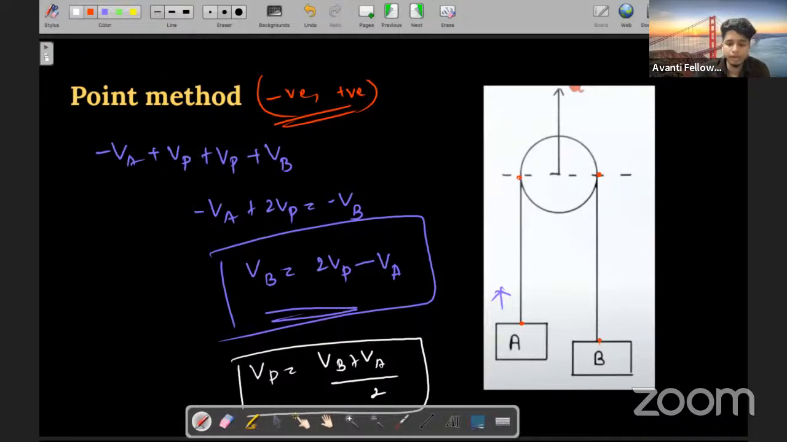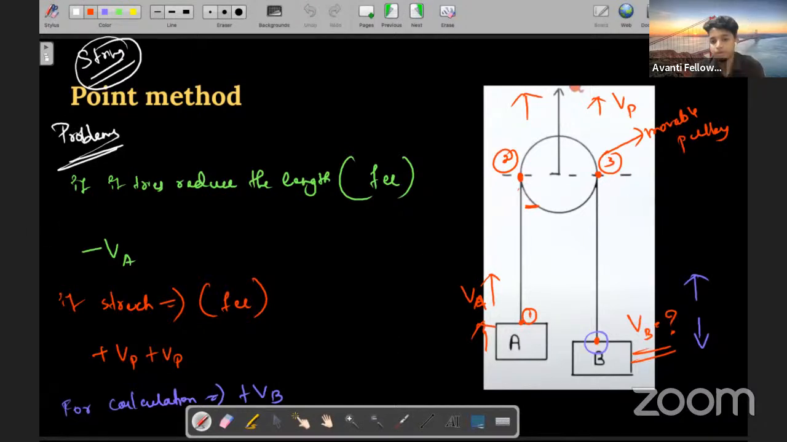So here, the point method. In the question, what they will have done is, let's say it is given that the mass is moving with the velocity VA in this upward direction. And they'll tell that VP, that is this pulley, will be moving with some velocity. And they'll ask you to find out the velocity of VP. Now, if these are the cases, students, then what you need to do is, if this mass is going upwards, then isn't it trying to reduce the length of the string?